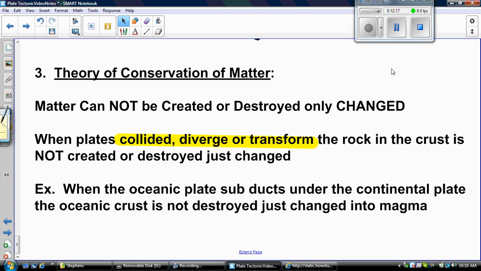Okay, so that concludes our notes on the three different ways that plates move and how they can affect the surface of our Earth.